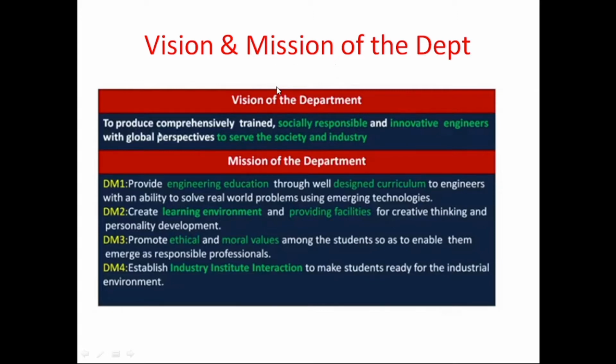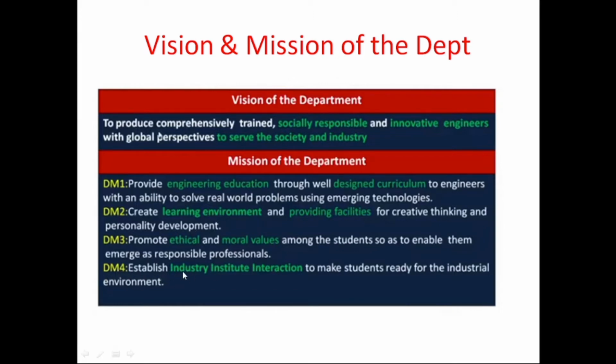See here the example of vision: to produce comprehensive, trained, socially responsible, innovative engineers with a global perspective to serve the society and industries. This is the vision of the department. To achieve this vision, we have 4 department missions. Mission 1 is mainly coined with engineering education through a well-defined curriculum, to engineer with the ability to solve real-world problems using emerging technology. Second will be to create a learning environment and provide the facility, to make creative thinking and personality development. Department mission 3 will be to promote ethical and moral values. They are responsible for the society.